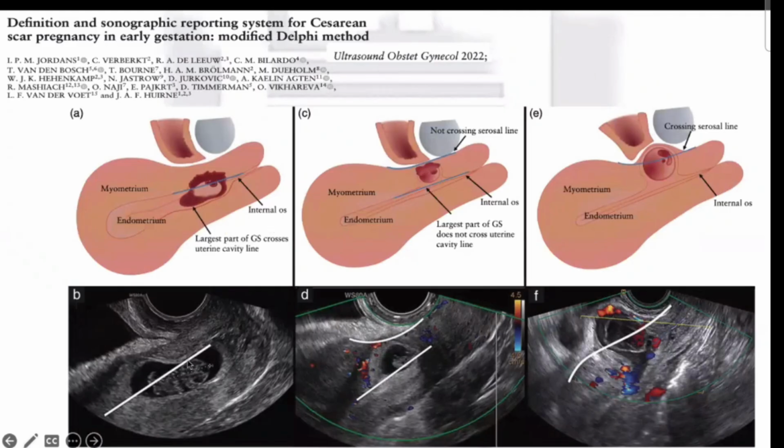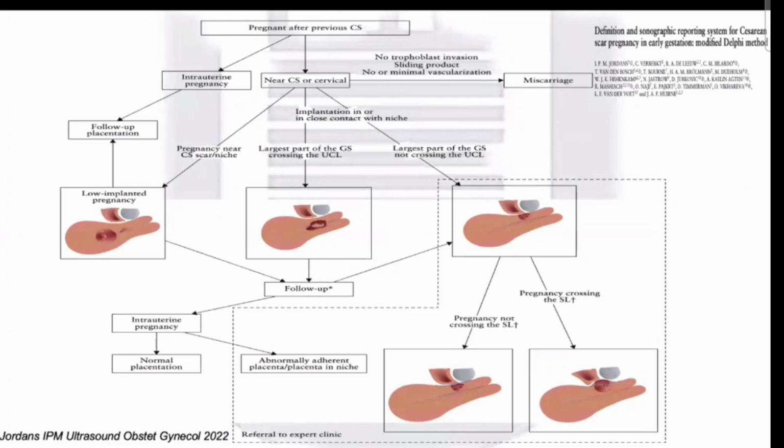The first is that the gestational sac is more inside the cavity, so lower than the uterine cavity line. The other is that it crosses the uterine cavity line, it's outside. And the other one is the crossing of the serosal line. It means the bulging of the gestational sac outside the uterus toward the bladder.